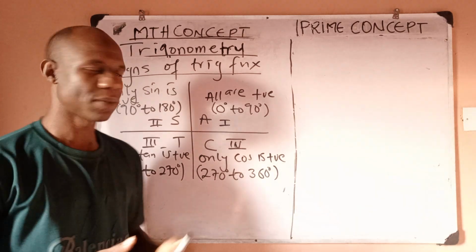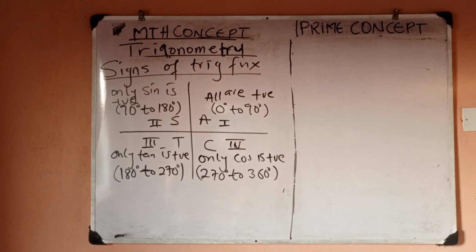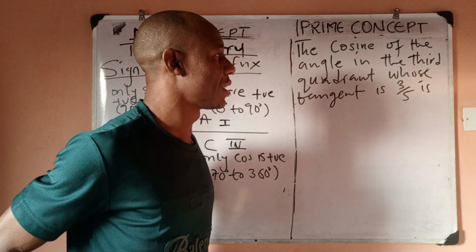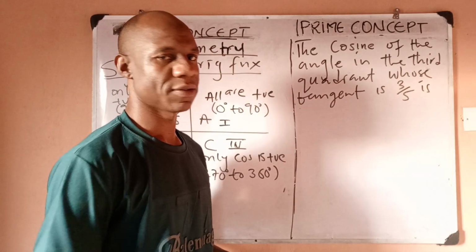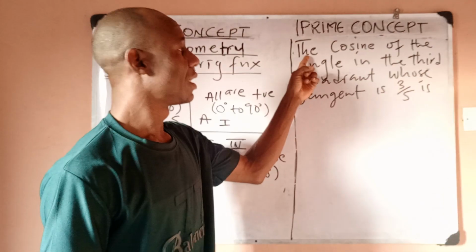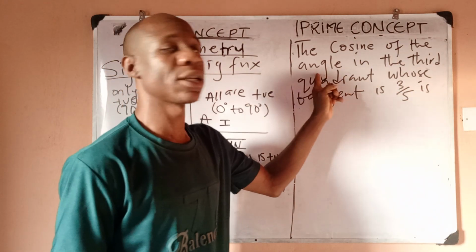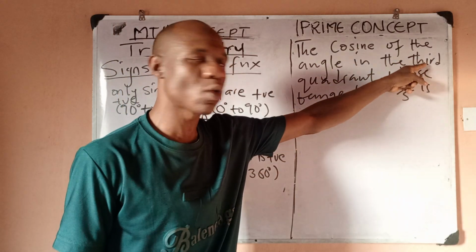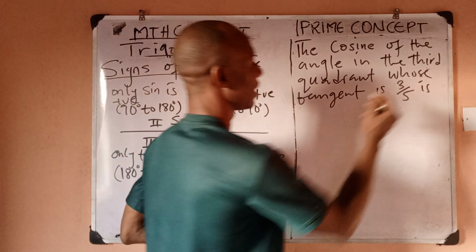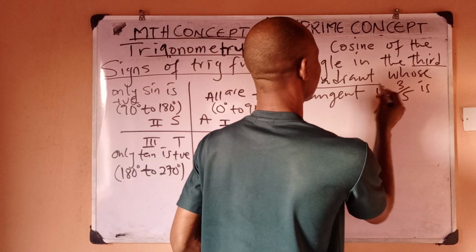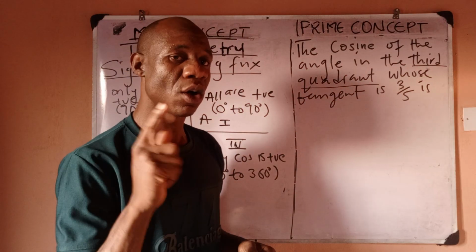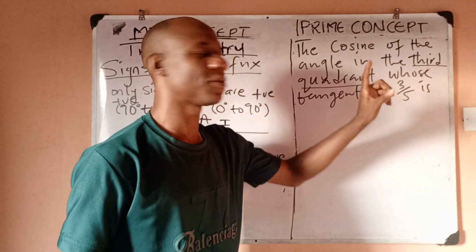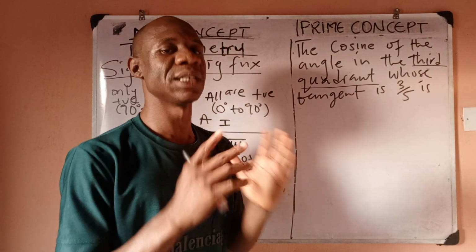Now let me drop an example. All right, now we have this problem. We're going to solve this maybe in two ways, if time permits. The question says the cosine of the angle. So we're looking for cosine of the angle in the third quadrant. Specifically, we are dealing with the third quadrant. We're looking for the cosine of an angle that belongs to the third quadrant, whose tangent is 3 over 5.